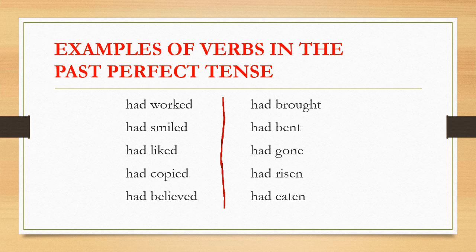Now, we will read all together the examples of verbs in the past perfect tense. In 3, 2, 1. Had worked. Had smiled. Had liked. Had copied. Had believed. Had brought. Had bent. Had gone. Had risen, had eaten. Okay? So once again, ang ginbasa naton are all examples of the past perfect tense.